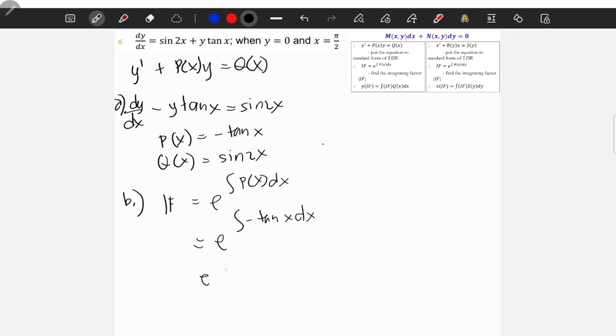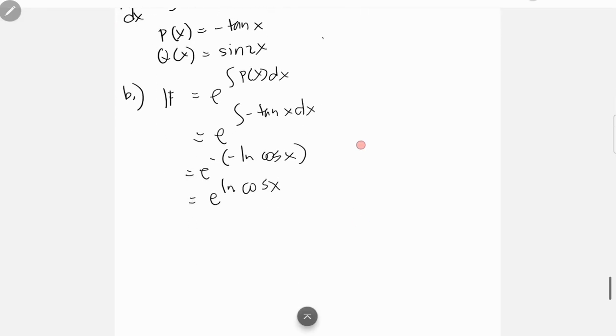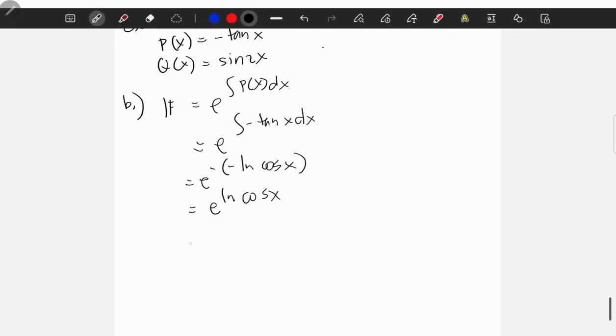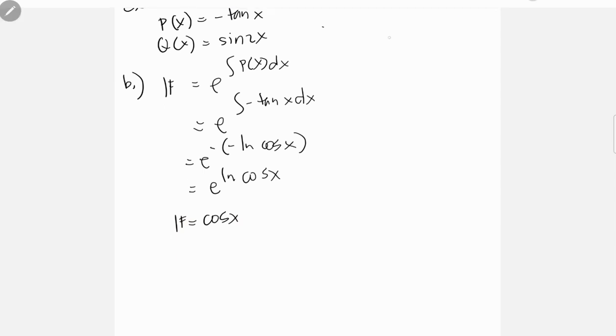So e to the negative times negative ln cosine x. We choose this one so that the answer is positive. So negative times negative is positive. So e to the ln cosine x. E to the ln cancel out. So we have cosine x for IF. Third step is to use the formula.